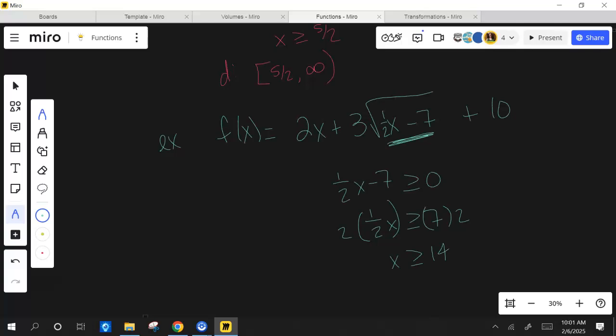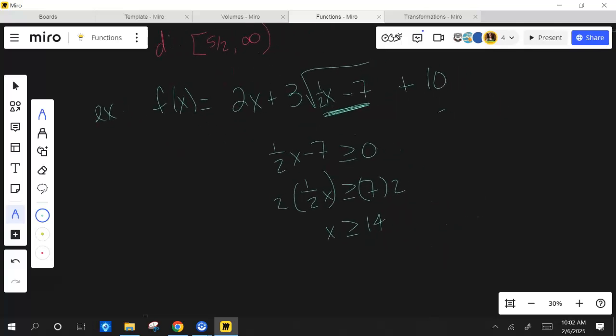Square 0, 0. That's fine. You can have that. It becomes 0. Yeah, 3 times 0, 0. And you can have that. You just can't go negative. Now, this means that this domain is from 14 to infinity. That won't always be good.